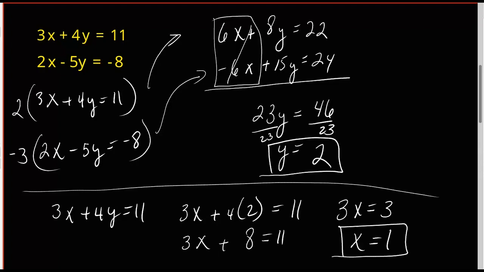So you notice that when I multiply times a scalar, I have to multiply all the way across. So remember that. And I prefer to add instead of subtract. So by multiplying it times the -3 scalar on the second one, I don't have to worry about making mistakes when I start subtracting numbers. So it's much easier to add than it is to subtract.